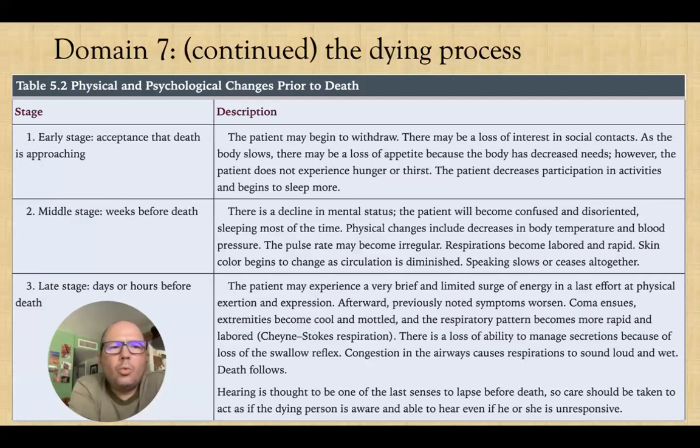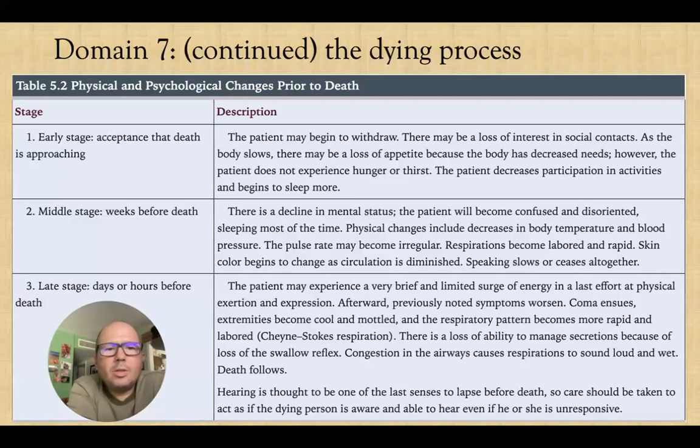I've personally witnessed this in a patient. However, I didn't realize that this was going on until the patient passed, and I was like, oh, this is what was going on. But yeah, the patient may begin to withdraw, loss of interest in social contacts, loss of appetite, decreased needs. Yeah, they weren't eating; they just didn't have hunger. They were not drinking water. They were sleeping more.